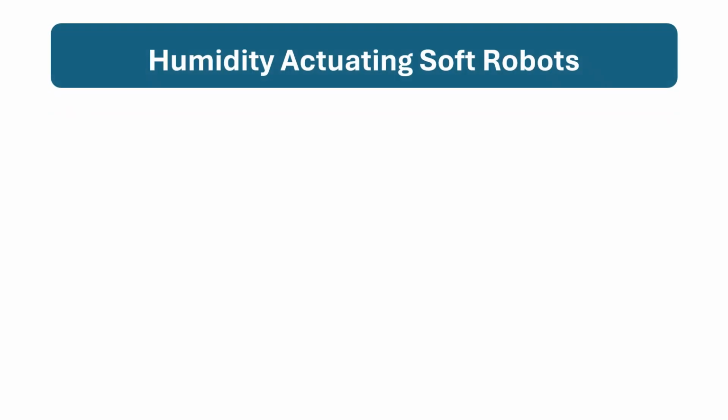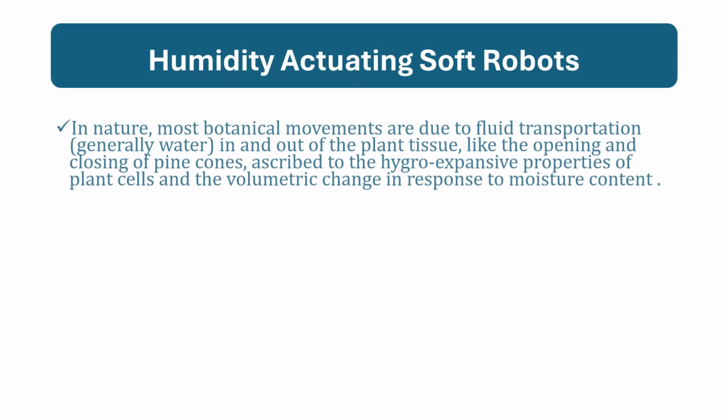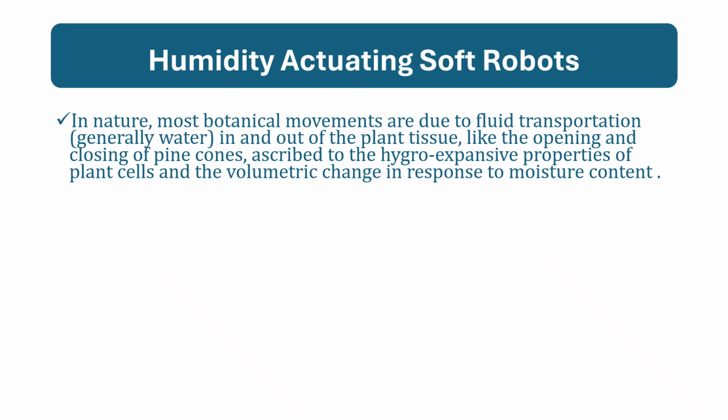Then we have humidity actuating soft robots. In nature, botanical movements are due to the movement of fluids, that means the movement of water in and out of the plant tissue. For example, we can say the opening and closing of pine cones. These are due to the hygroscopic expansive properties of plant cells. The volumetric change means that because of the moisture in the plant tissues, the volume of the cells changes due to the hygroexpansive properties of the plant cells. Clear? So in this case, we use soft robots.